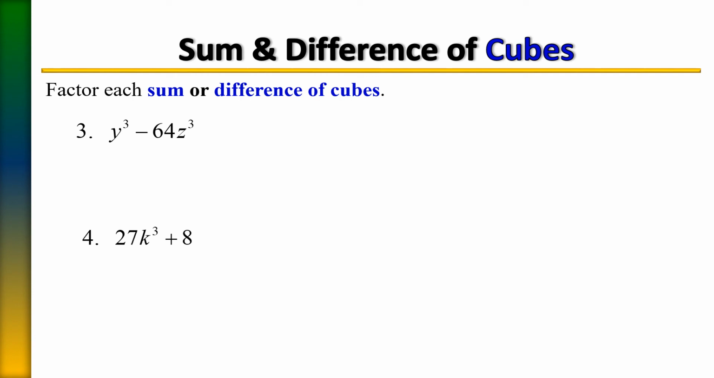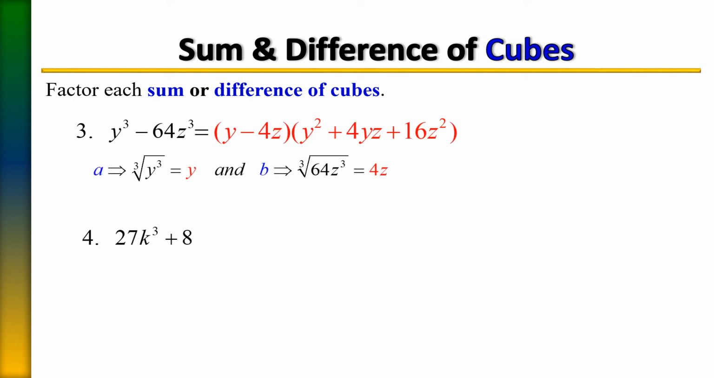Once you identify the signs, go ahead and plug in all the values. And what you should have, if you did it correctly, is the following: y minus 4z times y squared plus 4yz plus 16z squared.